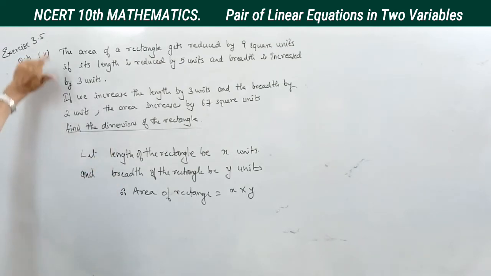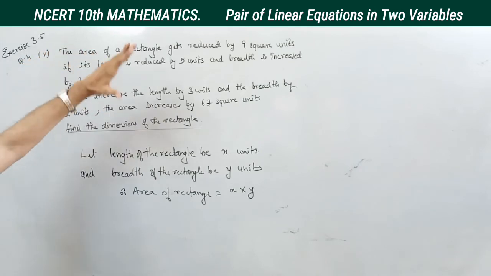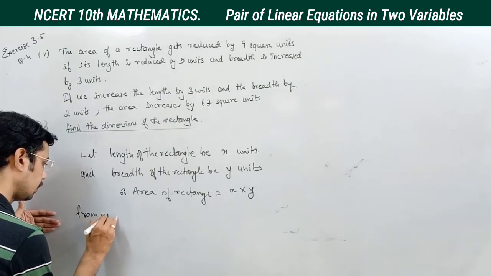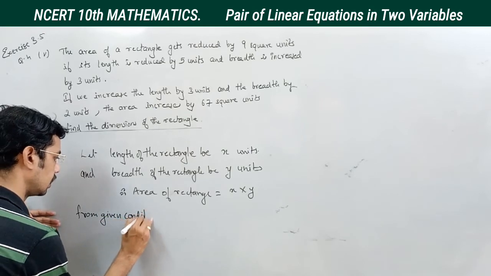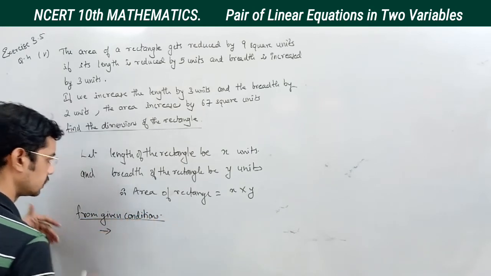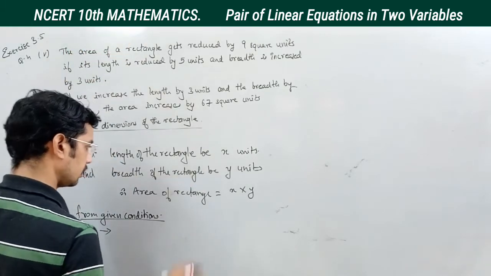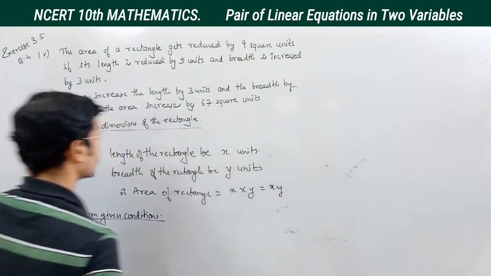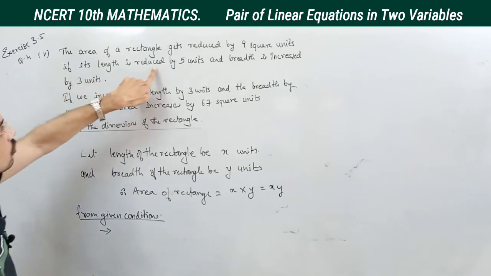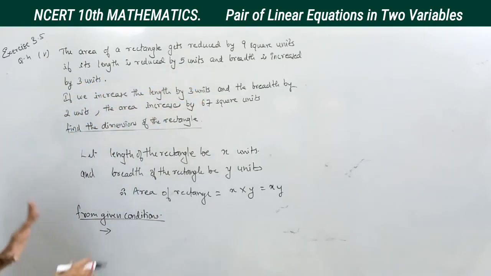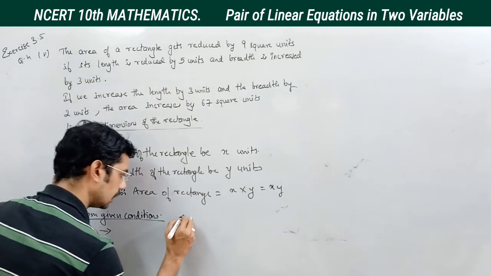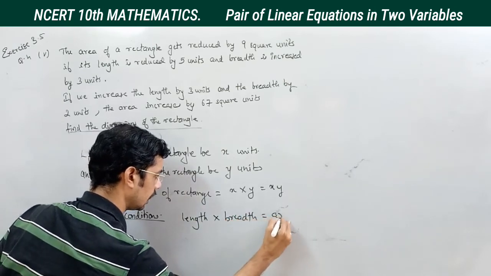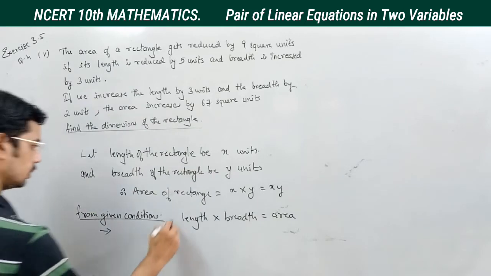Now let us consider the situations. The area of a rectangle gets reduced by 9 for the first case from the given conditions. What happens? From the first case, the area is xy. Area reduces by 9 if the length is reduced by 5 and breadth is increased by 3 units. Length into breadth is equal to area. This is the formula.